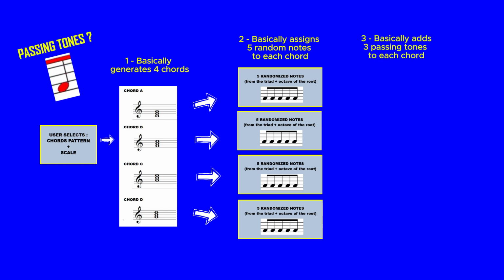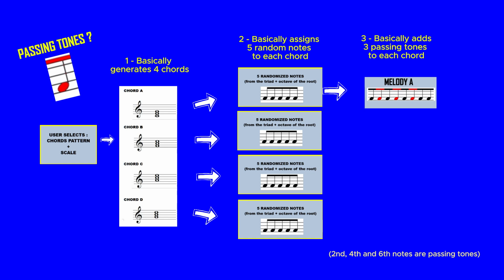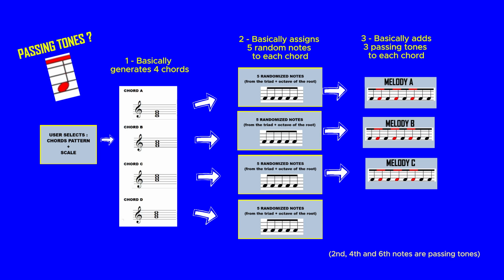To simplify, a passing tone is a note that does not belong to the chord in question but is there solely to ensure the transition between 2 notes taken from the chord. Note that passing tones can sometimes create a slight dissonance. In the end, we have an 8-note melody for each of the 4 chords in our scale. To play the melody, however, it will be possible to use fewer than 8 notes, as we will see later.